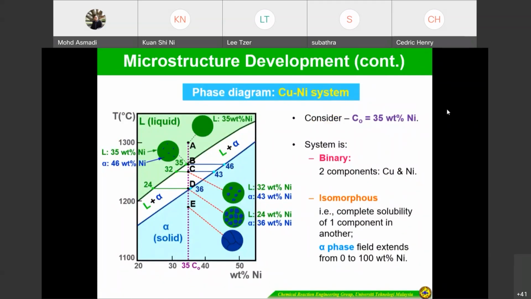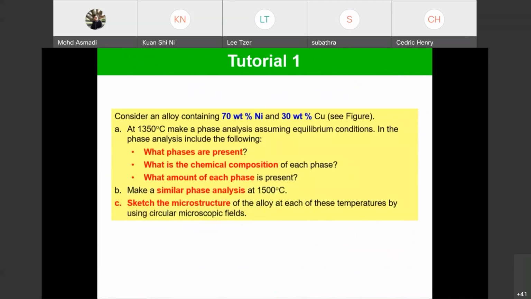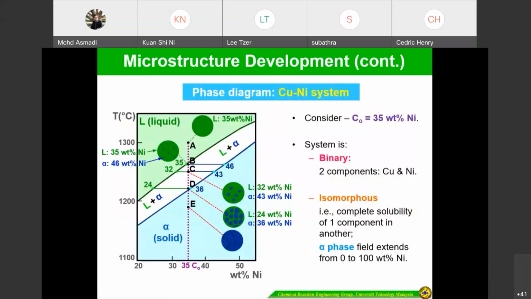Since all of you are clear, it's clear, so easy, right? I hope that you can do this one. Tomorrow we can discuss, I want to know the answer. You can calculate the phases from the compositions, and then you have to sketch the microstructure. You do this first, then tomorrow we present and discuss. This is microstructure development.